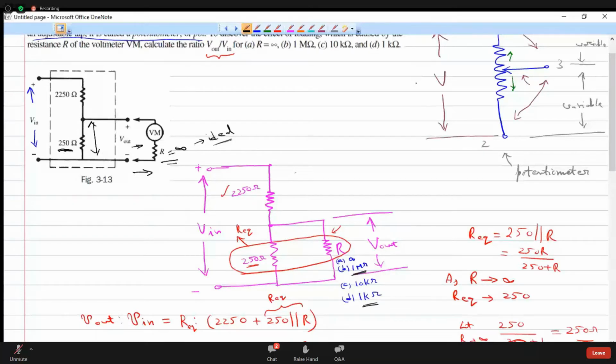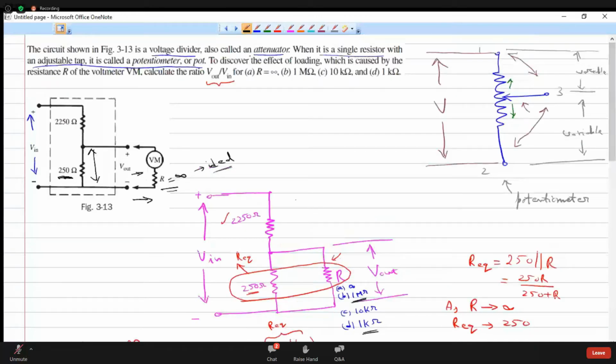Sir, how does a voltage divider act as an attenuator? In the question it is written. It is also called an attenuator because this is not a very recommended method of dividing the voltage.